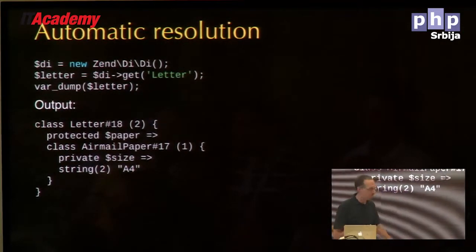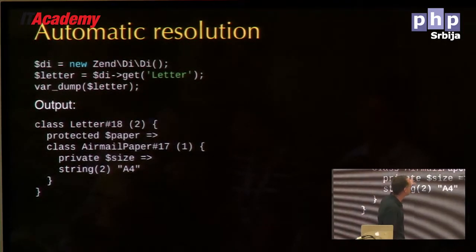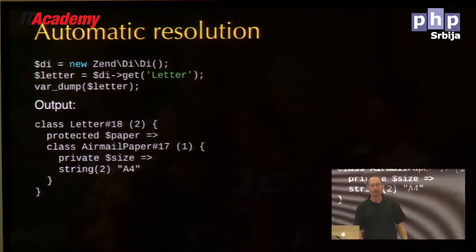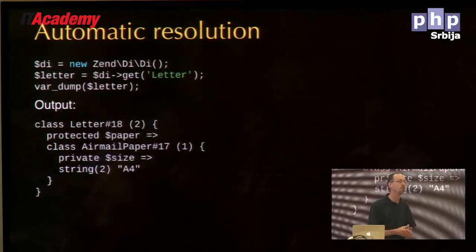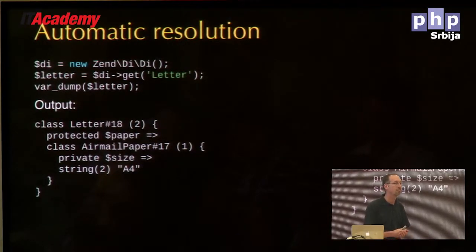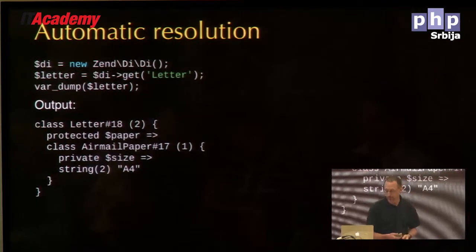And if you actually var dump out letter, you will see that the airmail paper has got a resource ID, one less than the letter object. The container has automatically instantiated it for us. It worked it out by magic.